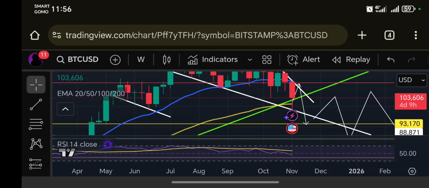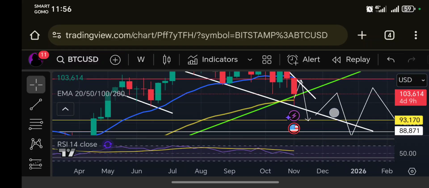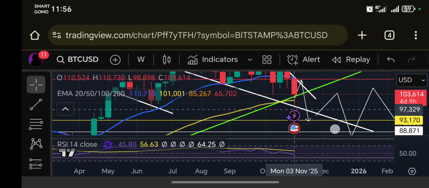Please be advised that I'm not your financial advisor, and everything I say here is based on the chart and how the market reacts. Okay, as you can see, we dip down below this trend line here.